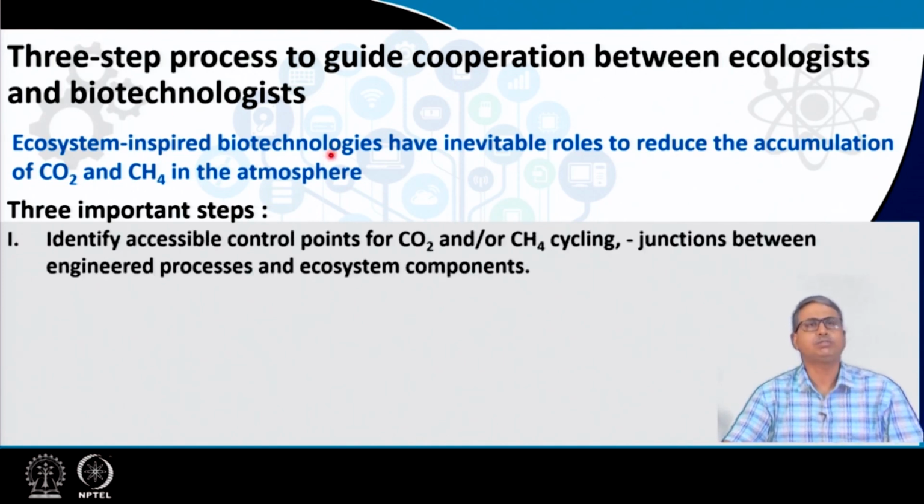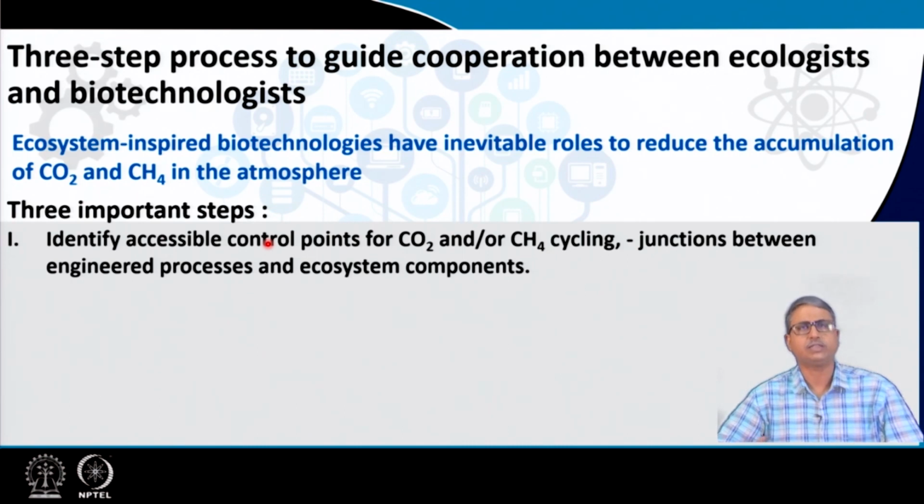The first step is to identify the accessible control points for CO2 and or methane cycling, because we know that within the soil system carbon is cycled through carbon dioxide and methane. Now, what are the accessible control points? What are the junctions between the engineered processes and ecosystem components?